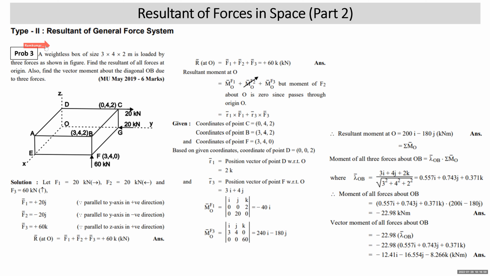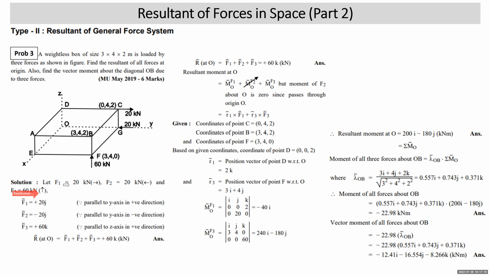Well, now come to the given diagram. Here we have 3 forces. This is 20 kilonewton to the right, 20 kilonewton to the left, and 60 kilonewton upward. You have to name them. F1, 20 kilonewton towards right, I have named as F1. 20 kilonewton towards left, I have named it as F2. 60 kilonewton upward has been named as F3.